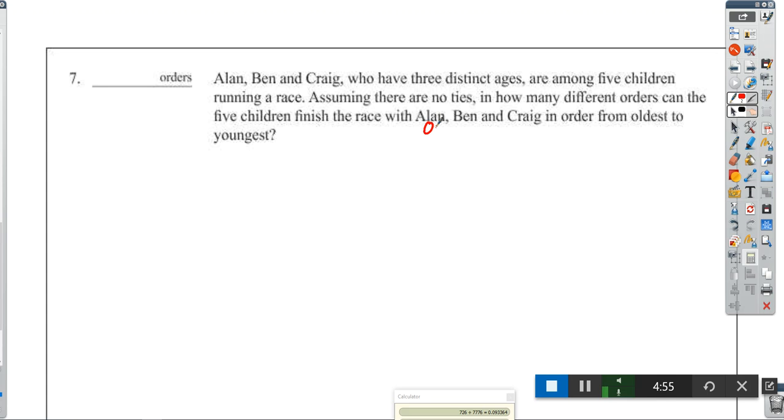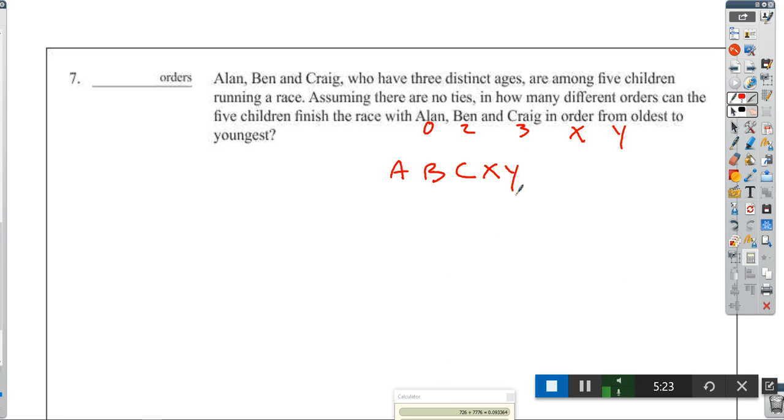So I'm going to assume oldest, second, third, right? So A, B, C is the way it goes. And I'm going to have the other two kids in the race be X and Y, because why not? And we are going to look at several different situations. The first situation is that Alan, Ben, and Craig all finish one right after another. So I could have Alan, Ben, Craig, and X and Y.